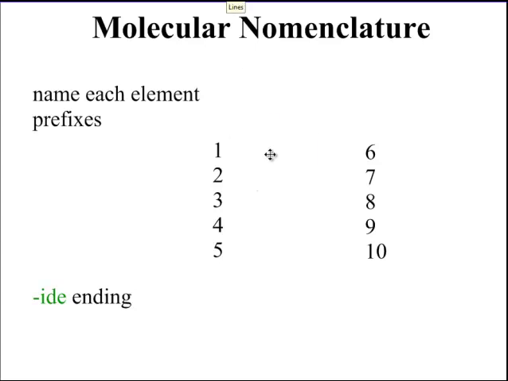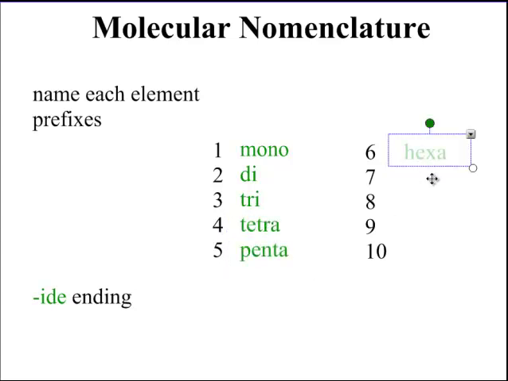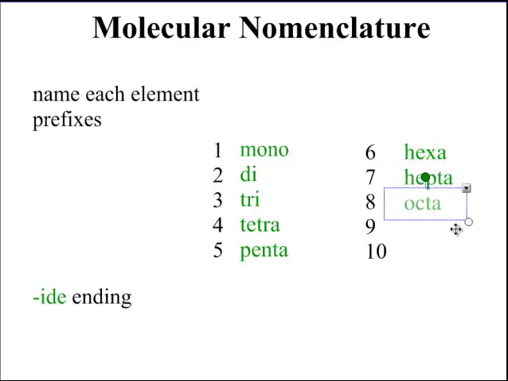The prefix for 1 is mono, 2 is di, tri, tetra, penta, hexa, hepta, octa, nona, and deca. Again, make sure you know those 10 and make sure you know how to spell them correctly.